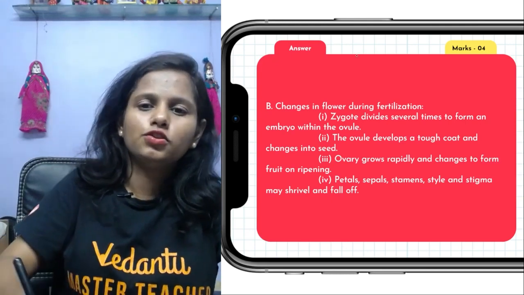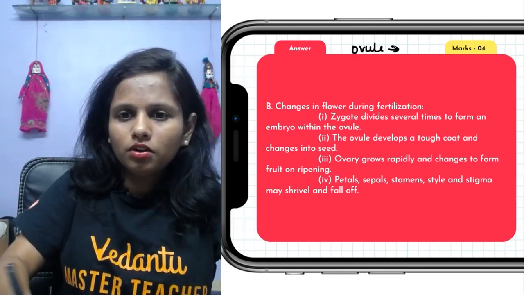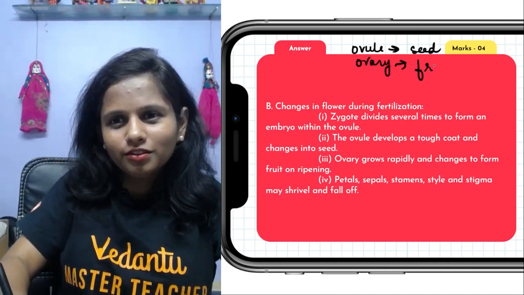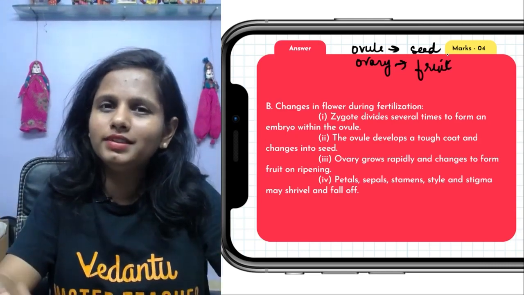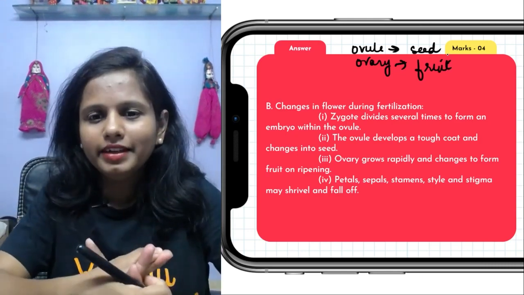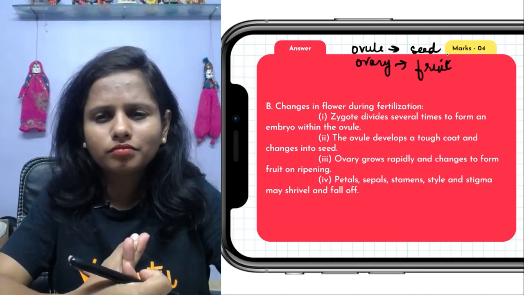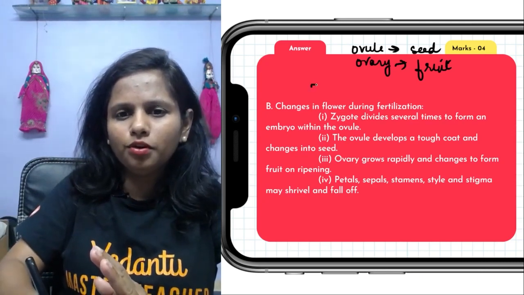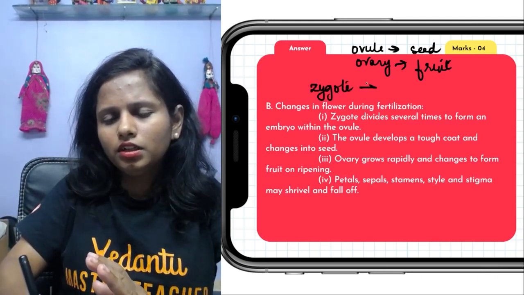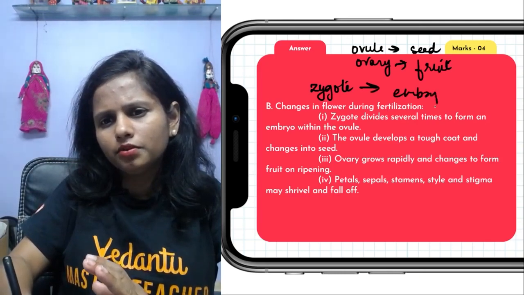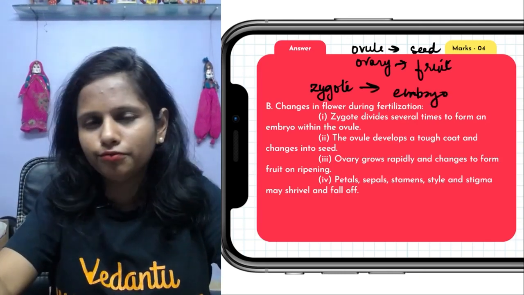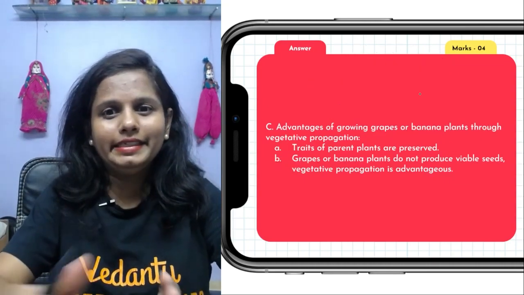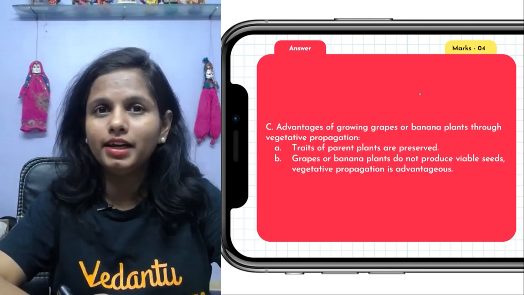So post fertilization, ovule transforms into seed, ovary into fruit, all the floral parts wither away, yes or no? And what else? Zygote divides and redivides to form embryo, and embryo is present within the seed, embryo and stored food, correct? So these are the 4 changes. Easy, super duper easy.